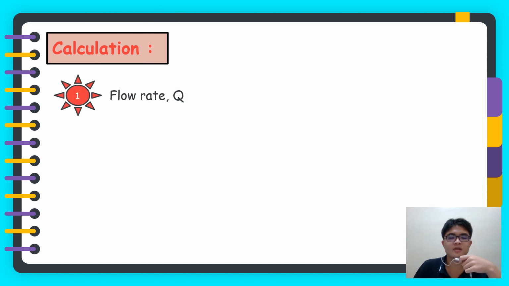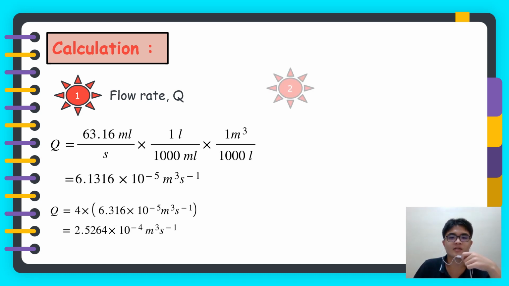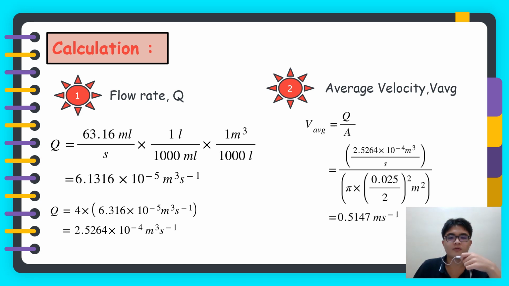The first step is that we calculate the flow rate. Since we already measured the flow rate at the Eco Park, now we just need to convert the unit from milliliter per second into meter cube per second. And we get the answer to be 6.1316 times 10 to the power -5 meter cube per second. We need to multiply by 4 as we have 4 inlets of water flow in the sump tank. Moving on, the second step is to calculate the average velocity, where we use the flow rate divided by the area of the pipe, and later we get the average velocity to be 0.5147 meter per second.